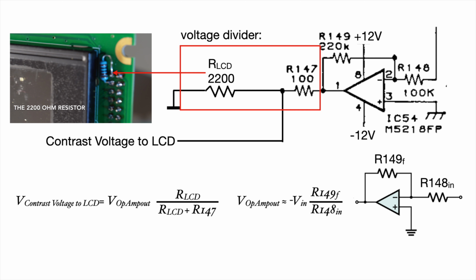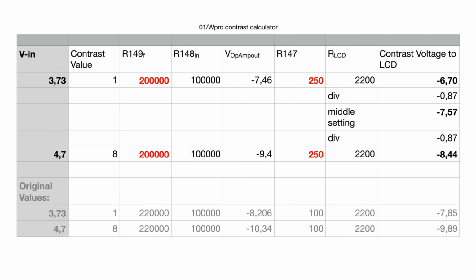Now, I put this in an Excel sheet and experimented a bit with the values for R147 and R149, and I get these values for my ideal voltage range. R149 shall be 200 kilo ohm and R147 shall be 250 ohm. Okay, let's do this.